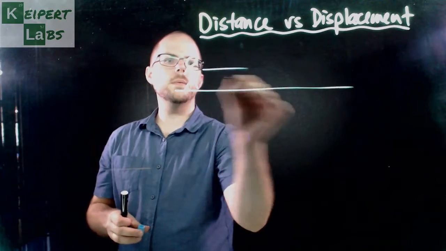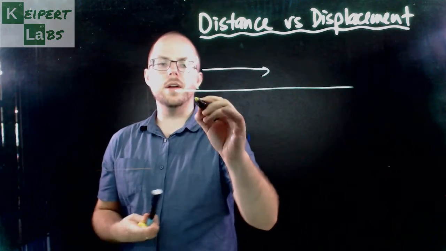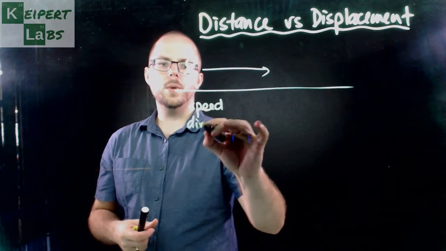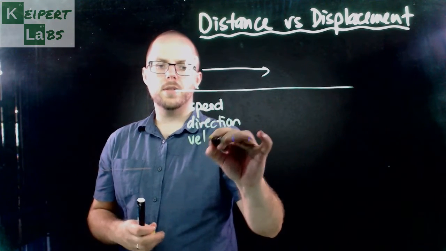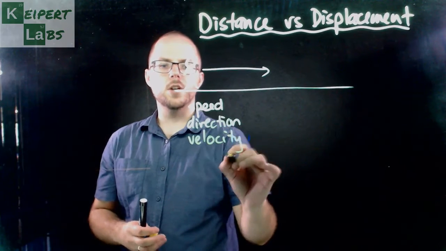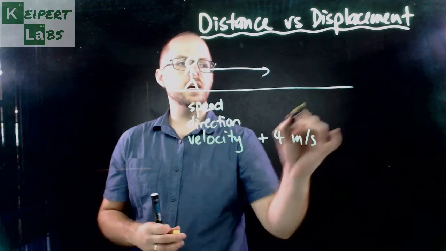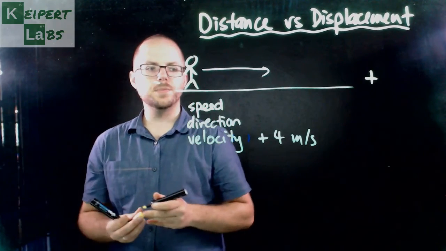is walking this way. Just like we talked about in a previous video, we can talk about this person's speed, we can identify their direction, and therefore that gives us their velocity. We can express, maybe they're walking at plus 4 meters per second, if we describe going this way as being plus and going this way as being minus.